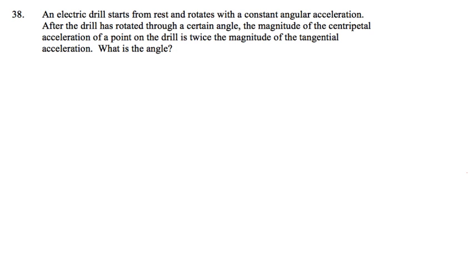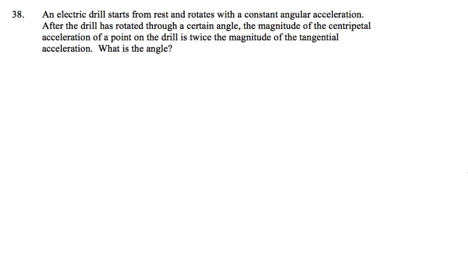All right, so in this problem, it says an electric drill starts from rest. So starting from rest means that, if we're in angular units, my original omega will be 0. And it rotates with a constant angular acceleration. Now, constant angular acceleration doesn't mean 0. If it's a constant angular velocity, the acceleration will be 0. It just means it's a number that's not going to change, and it means that we can use kinematic equations in order to solve it.